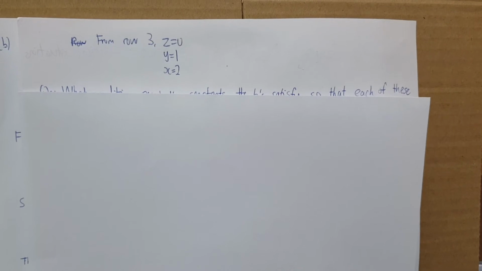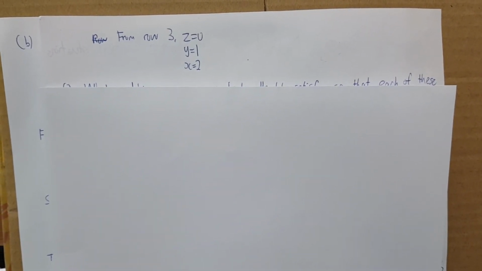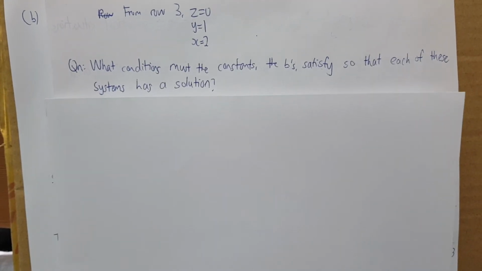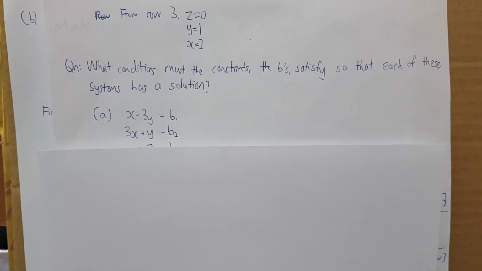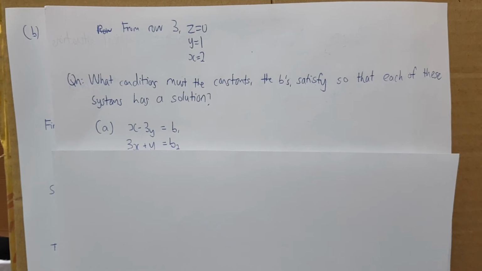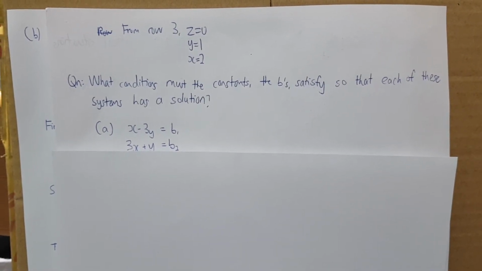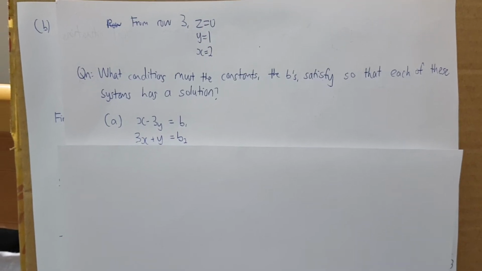Hence this will be our equation, and hence we can solve it to get the value of alpha, beta, and lambda. So now for our next question. It is also not straightforward. What conditions must the constants satisfy so that each of these systems has a solution?